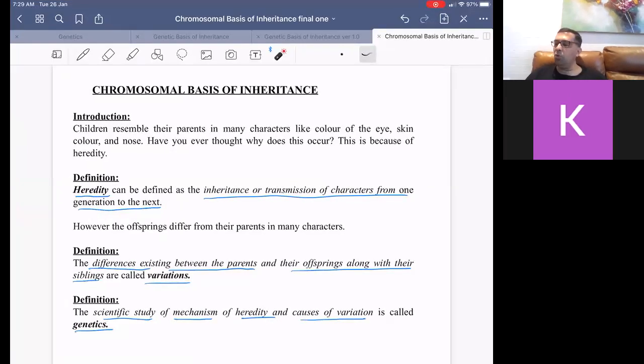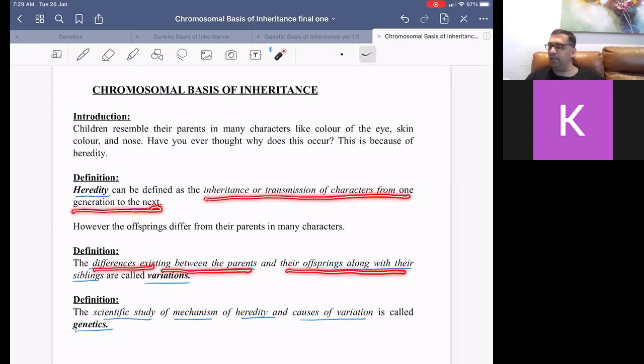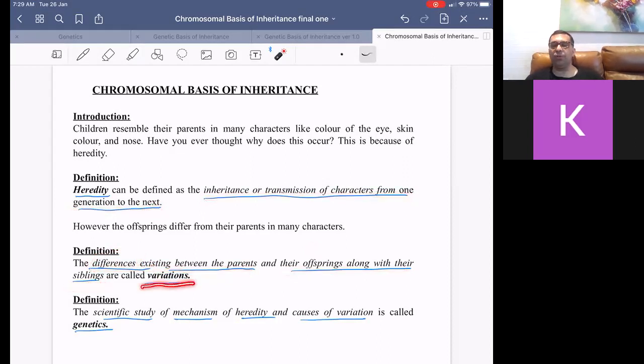What is the chromosomal basis of inheritance? Heredity is defined as the inheritance or transmission of characters from one generation to the other. Passing of characters from one generation to the other is heredity. The differences between the parents and their offsprings, along with their siblings, children and their siblings, brothers and sisters में जो differences होते हैं, they are called as variations.